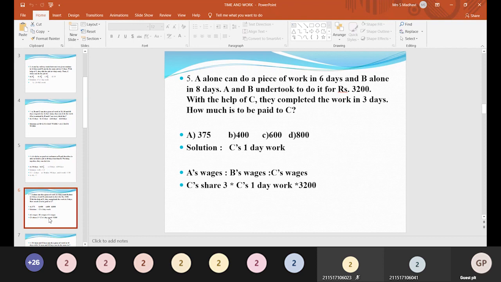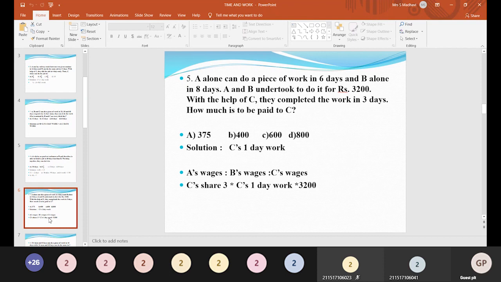So here, A and B undertook it for 3,200. So C's 1 day's work is equal to 1 by 3 minus of 1 by 6 plus 1 by 8, which is equal to 1 by 3 minus 7 by 24. On simplifying this, we get C's 1 day's work as 1 by 24.